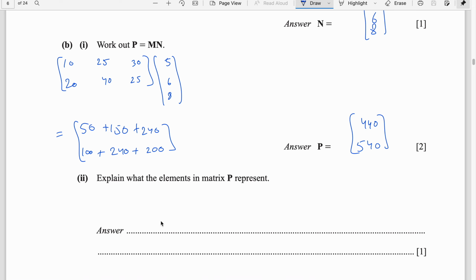Explain what the elements in matrix P represent. So this is matrix P. Small, medium, large multiplied with their respective prices and gave you the total of men and women separately. Total amount for men's shirts and women's shirts.